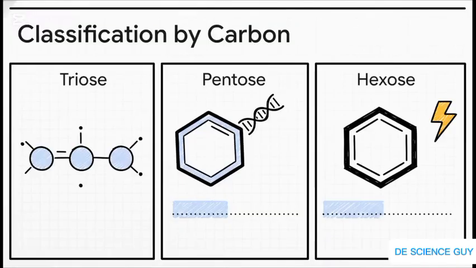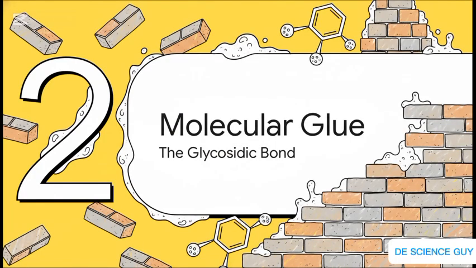So we start telling these simple sugars apart based on one key feature, how many carbons they have. A 3-carbon sugar, that's a triose, like glyceraldehyde, which you'll see all over the place in glycolysis. A 5-carbon sugar, a pentose, like ribose, that's the backbone of RNA. And of course, the 6-carbon hexoses, these are the heavy hitters you already know. Glucose, our body's go-to fuel, plus fructose and galactose. So you see, just counting the carbons is what starts to define what the sugar is and what it does in the body.